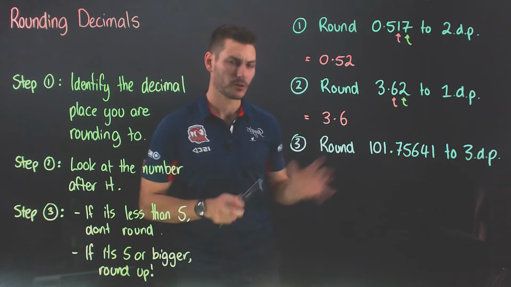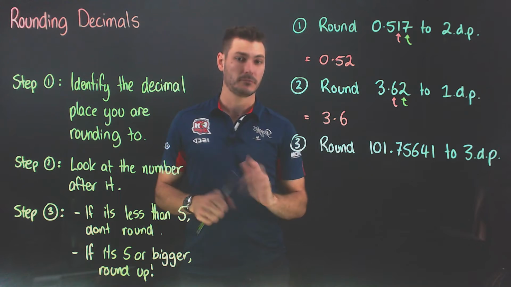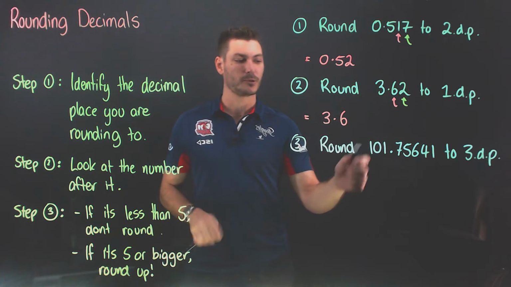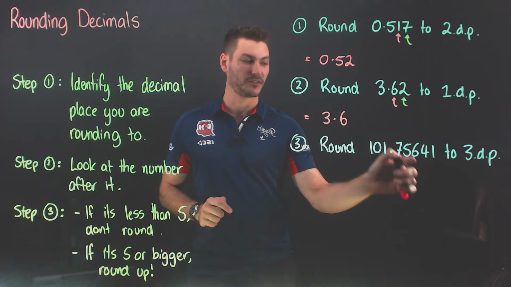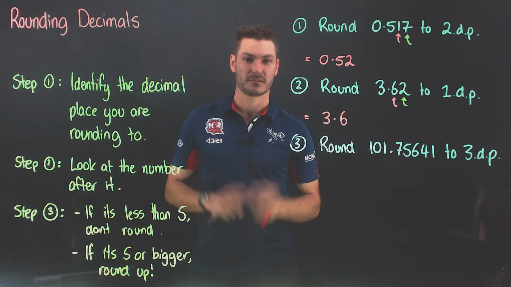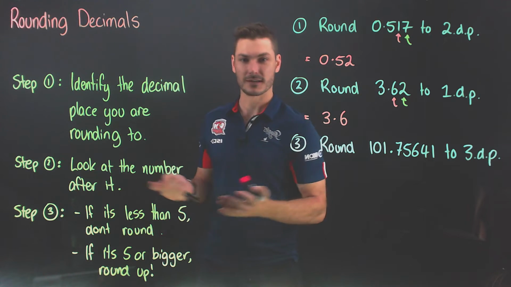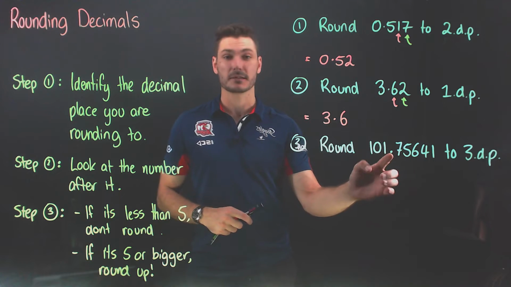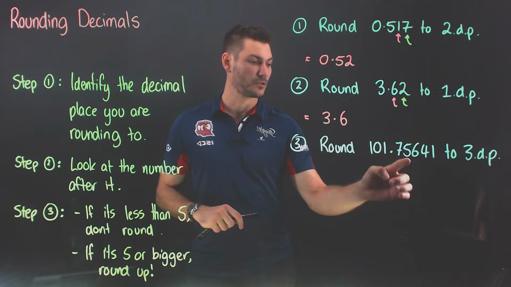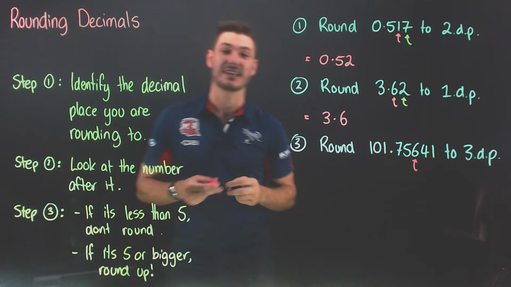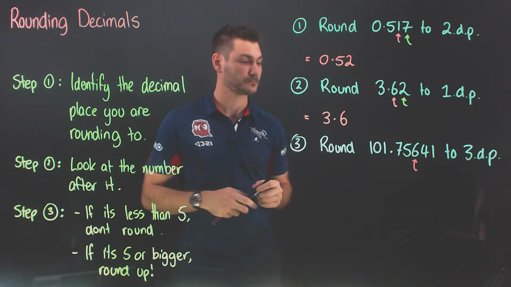And finally, long number here and a long question, but don't panic, it's the exact same strategy. Round 101.75641 to 3 decimal places. So, step 1, identify the decimal place that you're looking for. I'm looking for the 3rd. So after the decimal place, we have 1, 2, 3. So this little 6 here, that's the one I want to see if I'm rounding up or not at all.